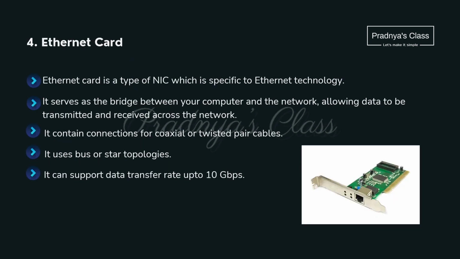over the network. Moving ahead to the next network device, that is Ethernet card. Ethernet card is a type of network interface card. For connection, it uses coaxial or twisted pair cables. It serves as a bridge between computer and the network. Data transfer rate is up to 10 Gbps.